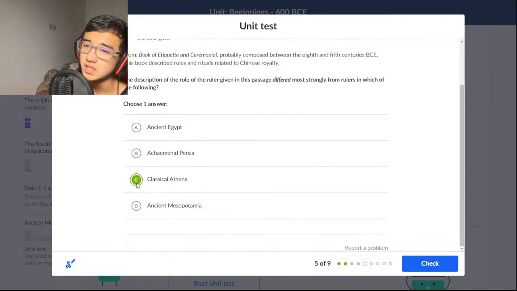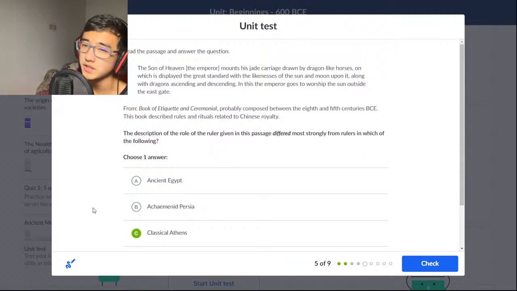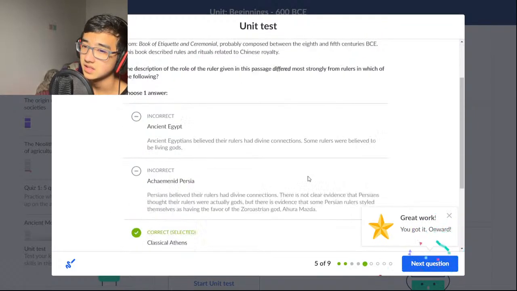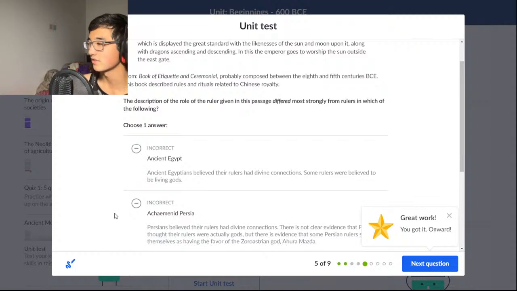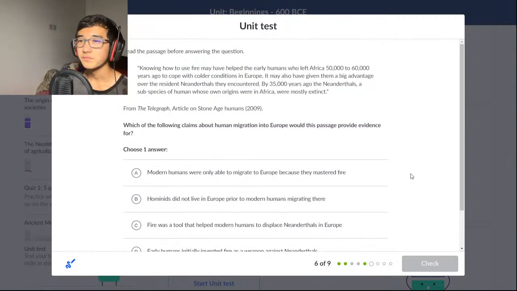I think it's classical Athens. They were ruled by democracy. Yeah, they did not have a monarchy, and the power of the leaders was tied to their ability to represent the citizens. Okay, this is a no-brainer. I did not need any brain for this. You just need to remember. Alright, we're 3 and 2.